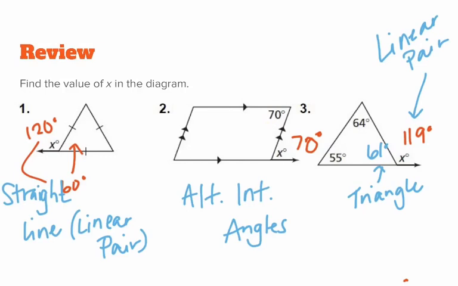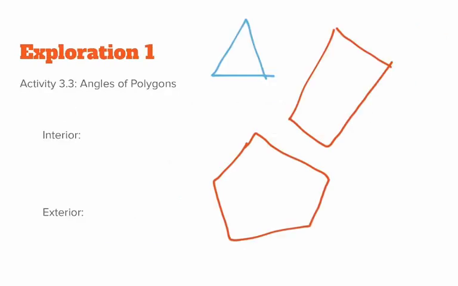And then on number 3, solving for the missing value of the inside of the triangle, that would be 61 degrees for that interior angle. And then again, like number 1, we have a linear pair, so subtracting 61 from 180, that exterior angle would be 119 degrees.